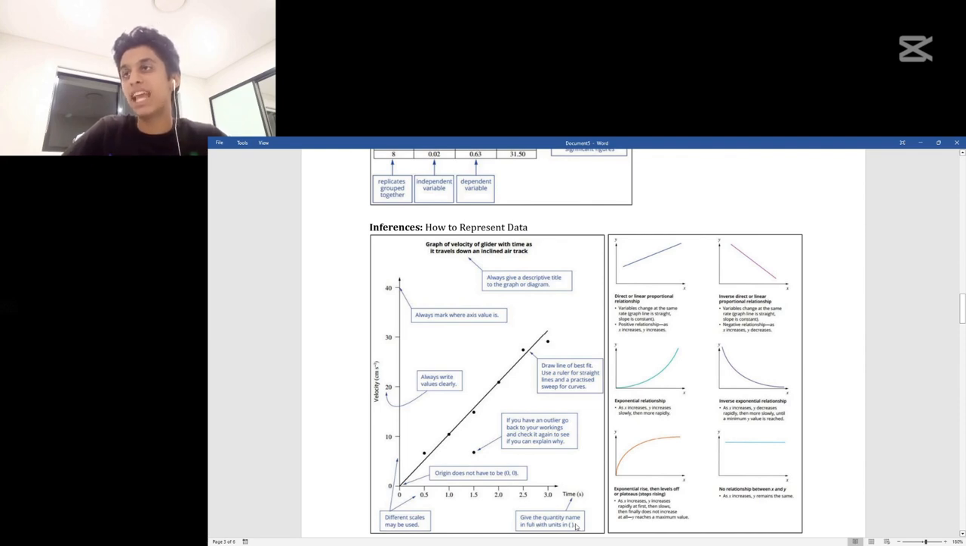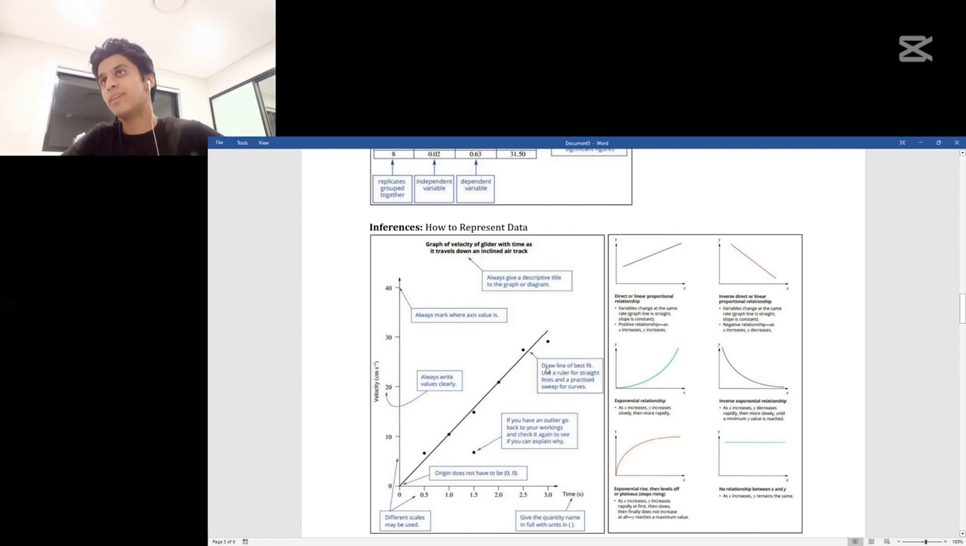Now give the quantity name in full units, so time, and then they've also had the units, so seconds in brackets. Then if you have an outlier, go back to your workings and check it again to see if you can explain why. So you also always want to try and explain your outliers, because the data proves what you're trying to test and your outliers disprove it. So it's also important to address your outliers.